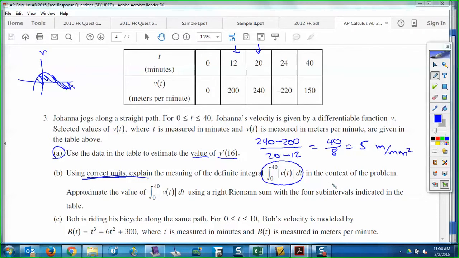write out the total distance Johanna jogs from 0 minutes to 40 minutes, or during this 40-minute interval from 0 to 40, using correct units. What would be the units on her distance? Meters. So this integral would be the total distance in meters that Joanna traveled during these 40 minutes. That's the answer they're looking for in part B.